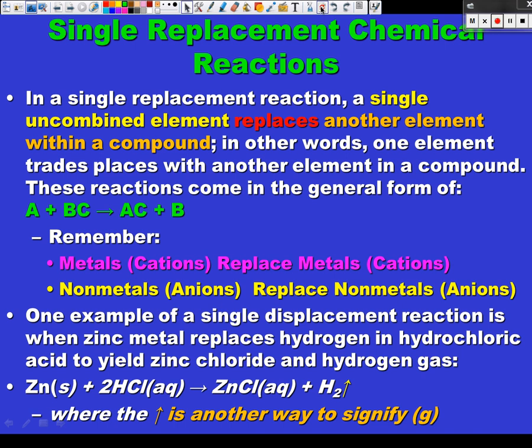Now, the kind of funny thing is down there at the very bottom it says solid zinc plus 2 HCl yields. There is a big typo in that, and I just caught it. Can anyone tell me where the typo is in that last sentence? Nope. Because look, it says where the up arrow is another way to signify gas. Can someone tell me what the typo is? Check the charges. What's wrong with the charges?